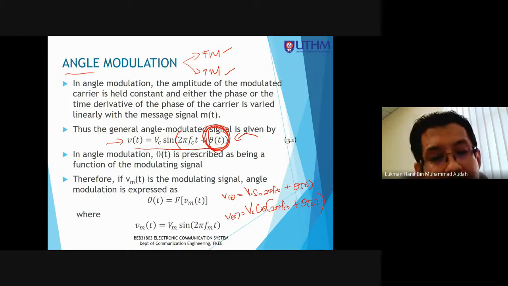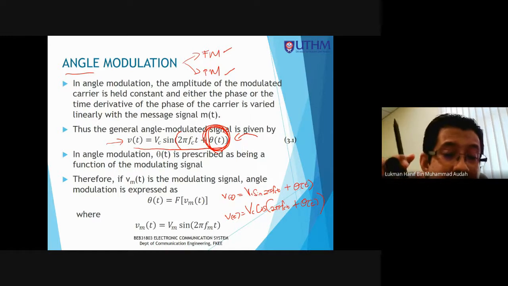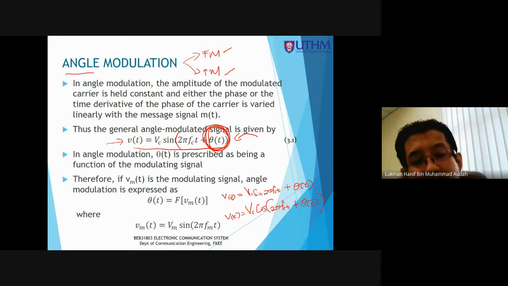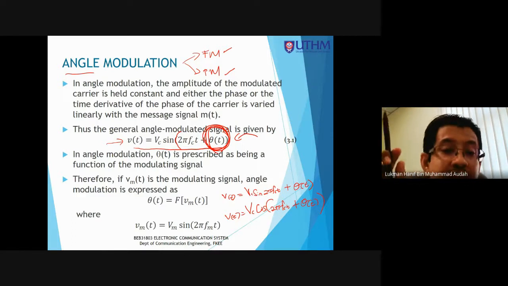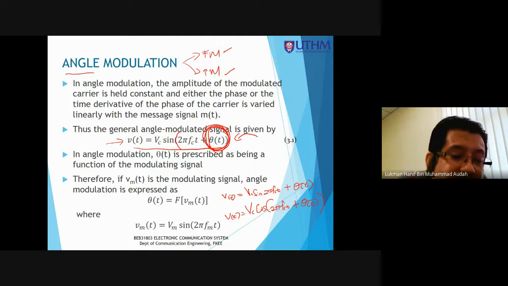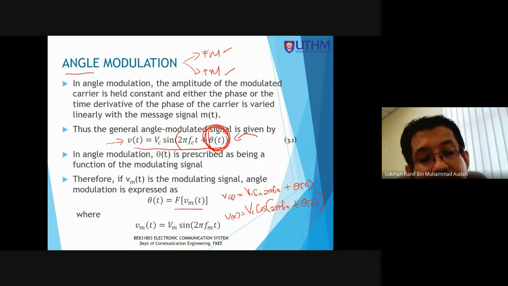Okay, nanti you akan lihat bahawa dalam persamaan ini yang berubah adalah theta t, berkadaran dengan perubahan information signal. Apakah itu theta t? Theta t is a function of VMT. Dia adalah sebahagian daripada fungsi VMT. Okay, nanti you akan lihat ada pertambahan constant parameter di depannya. Okay, it's a function of VMT.